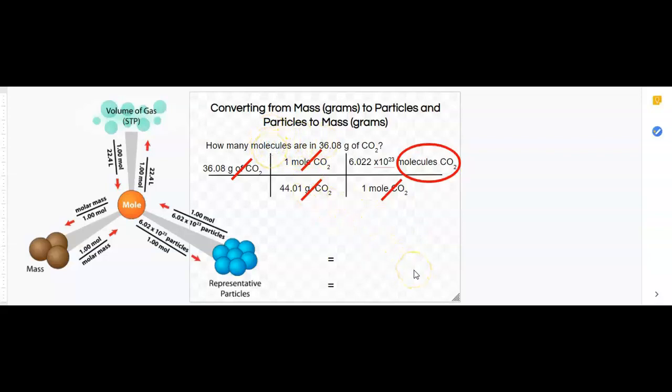When I put that into my calculator, grab your calculator and do it with me. Open parentheses, 36.08 times 6.022, second function EE 23, divided by 44.01. And I get an answer of 4.94 times 10 to the 23rd, I can't spell, molecules of CO2.